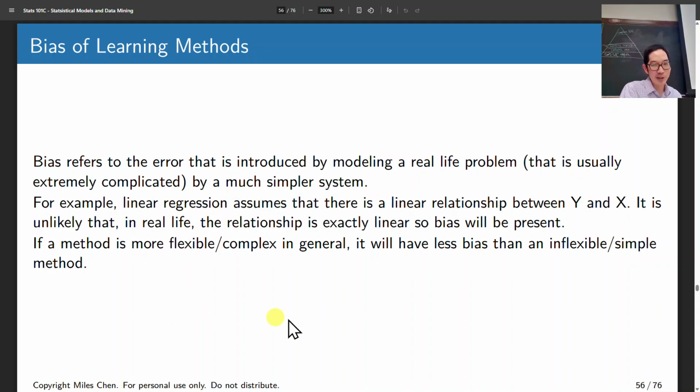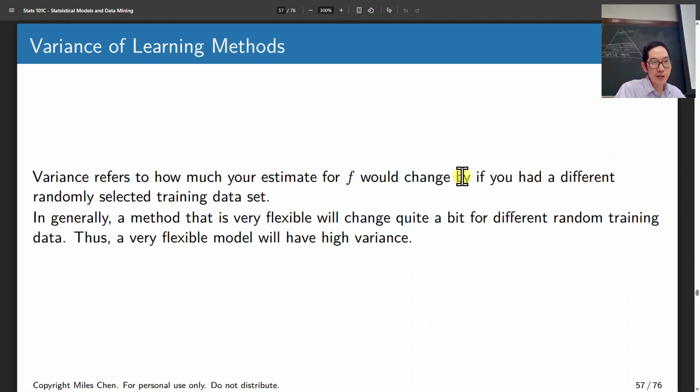And we have these inputs and we're trying to make our output, okay? And so bias is going to be kind of the error that's introduced there. On the other hand, variance refers to just how much your estimate for the function would change if you just had a different random training data set, right?